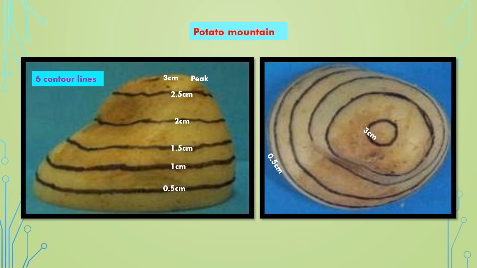Since it is impossible to draw the landforms on a map mentioning their elevation or altitude or height, this method of drawing contour lines is followed. Now watch this video on potato activity to draw contour lines.